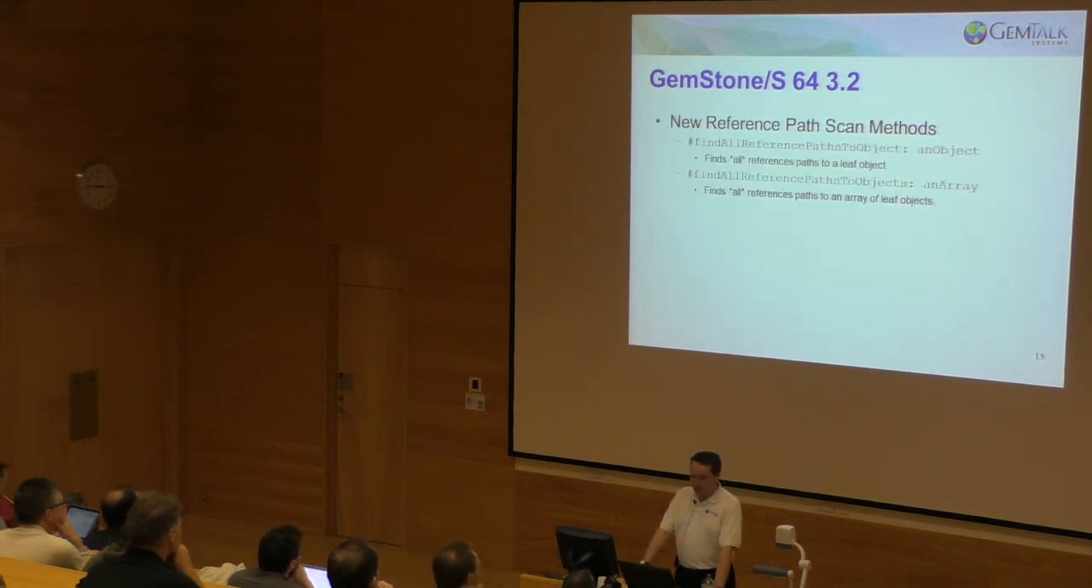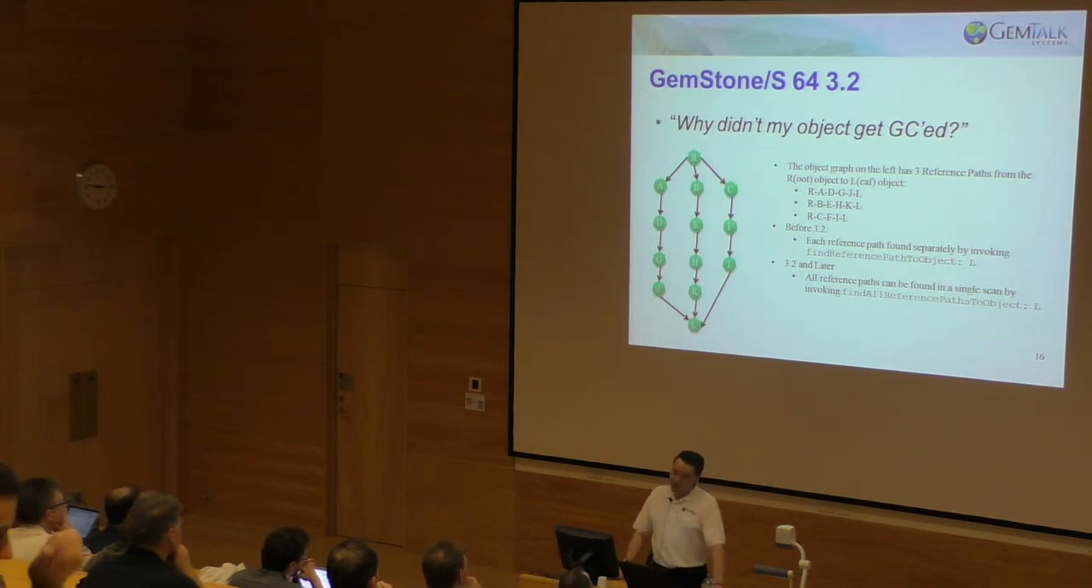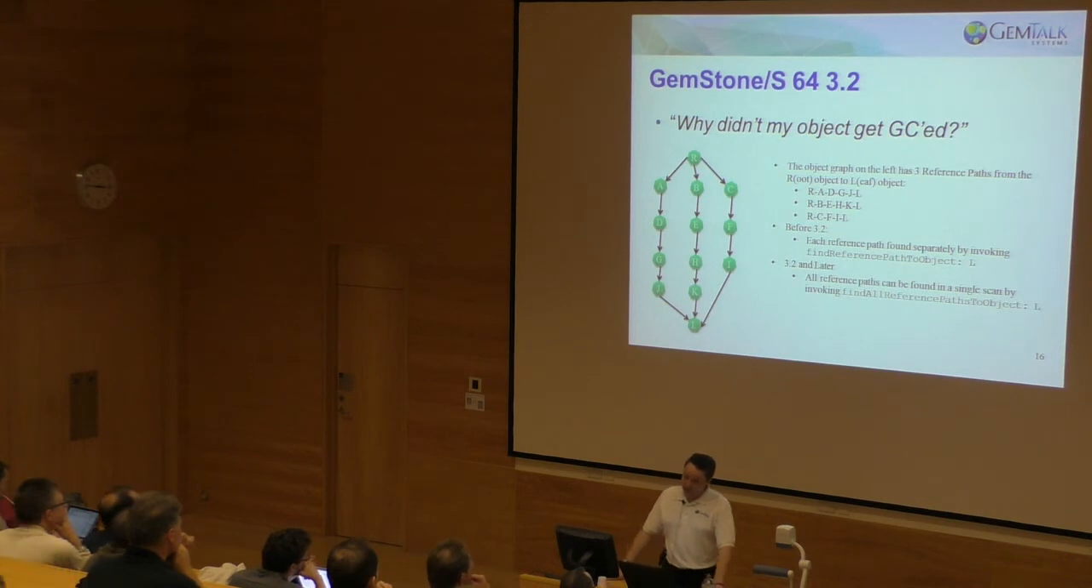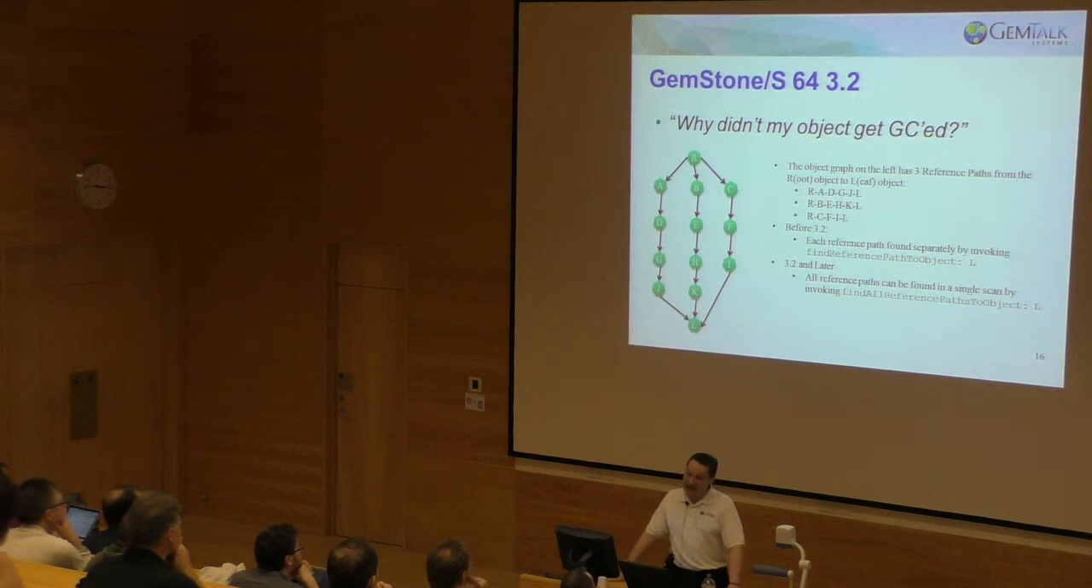We also have new reference path scan methods. And what the reference path scans do is answer the proverbial question, why did my object get GC'd? You know, you go in and break all the references you thought to an object, and you run the garbage collection and it's still there. Well, why is that? The way to find that out used to be something called findReferencePaths, and what that would basically do is start at the leaf object, which I call L in this diagram, and walk backwards and show you a path of how the object was reachable from the root set.